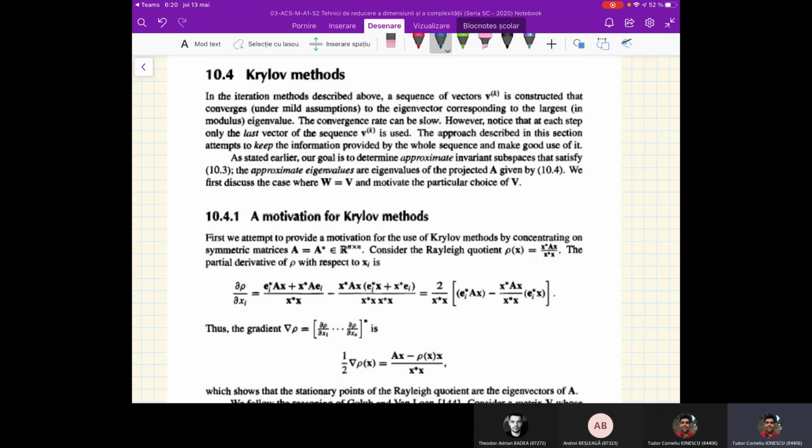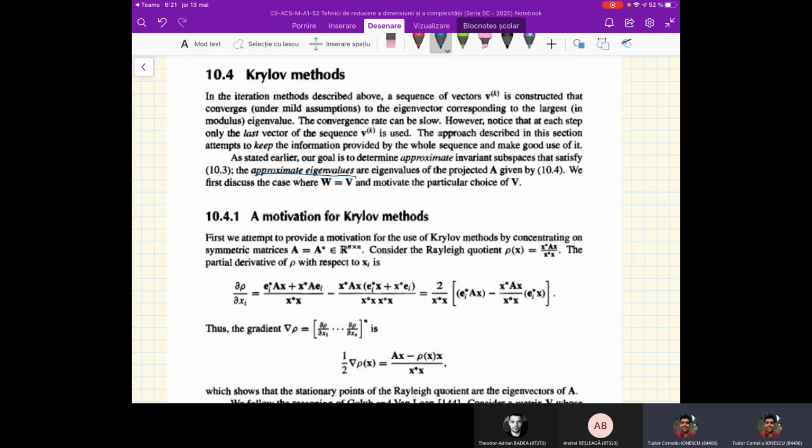In the iteration methods described above, a sequence of vectors vk is constructed that converges, under mild assumptions, to the eigenvector corresponding to the largest in absolute value eigenvalue. So this method allows you to start and compute an approximation from the largest eigenvalue onwards, or backwards. The convergence rate can be slow. However, notice that at each step only the last vector of the sequence vk is used. The approach described in this section attempts to keep the information. All right. So we want to approximate the eigenvalues.